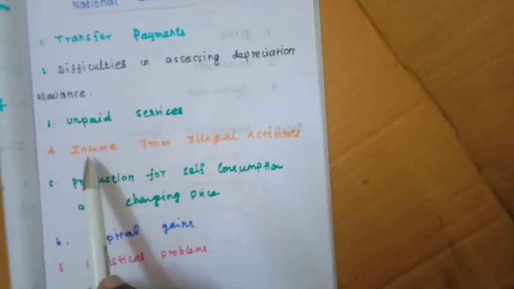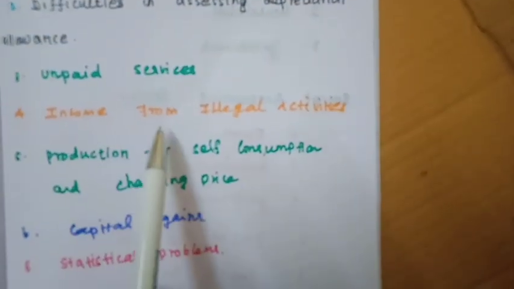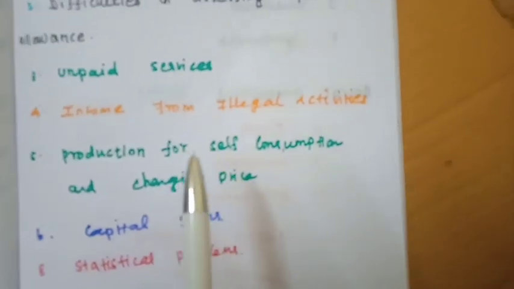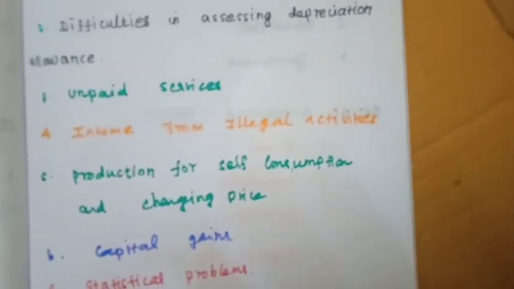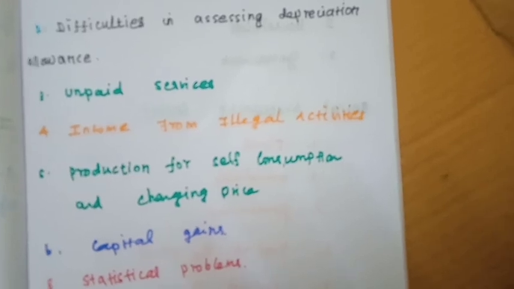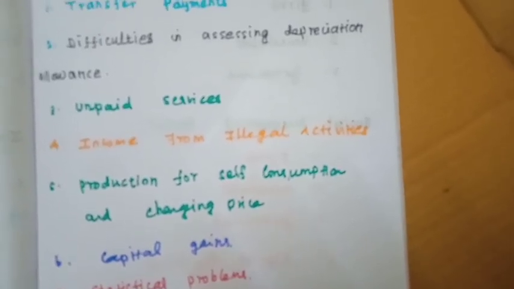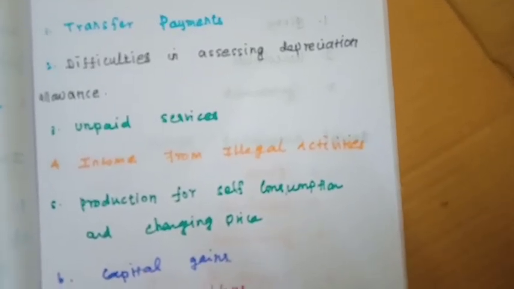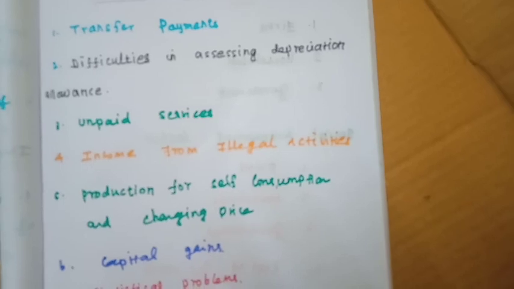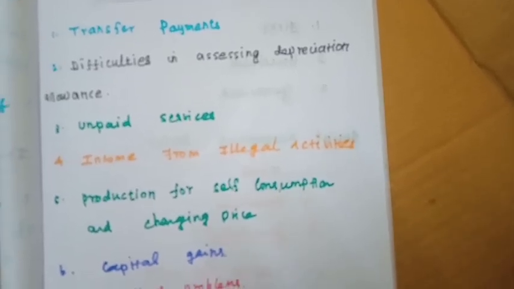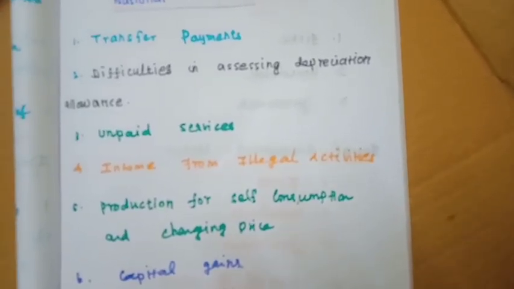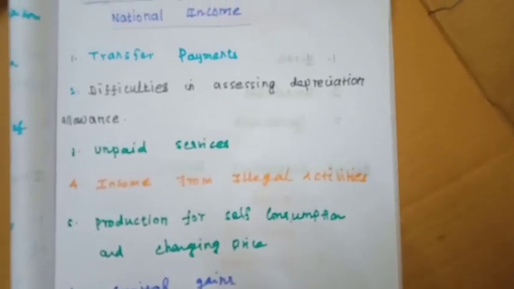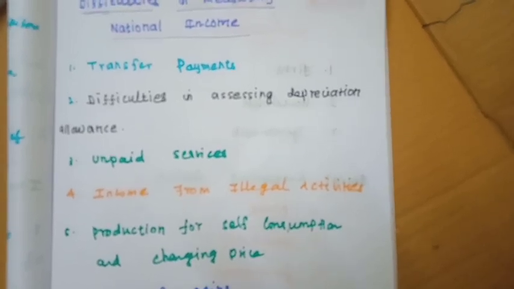And the fourth difficulty is income from illegal activities. Income earned through illegal activities like gambling, smuggling and illegal extraction of liquor is not included in our national income. Such activities have value and satisfy the wants of people, but they are not considered productive from the point of view of society. Income from smuggling, gambling and liquor is not included in our national income.